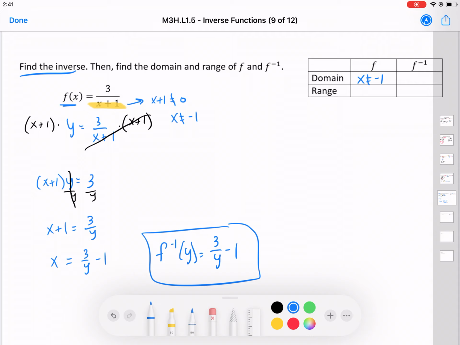But remember, the domain of the function is also the range of the inverse, so x can't be -1 right there. Then I'm going to go to the inverse. Our inverse, the only value in the denominator, is y. So we just know that y can't be 0. So I'll go ahead and say y can't be 0, and that will also be the range of the function.